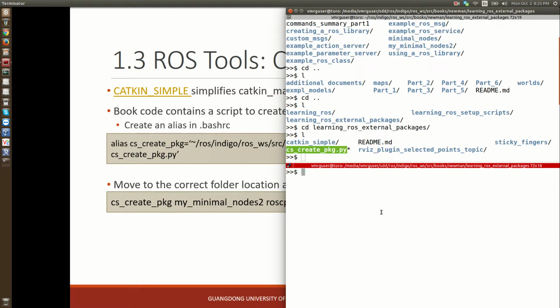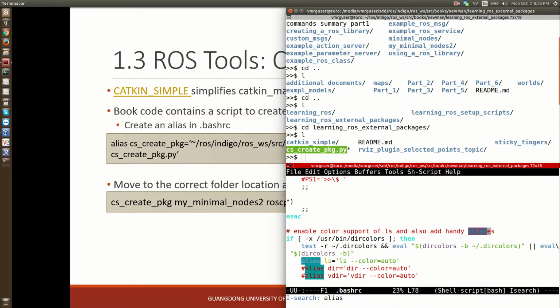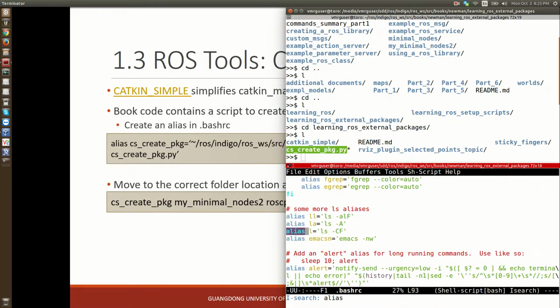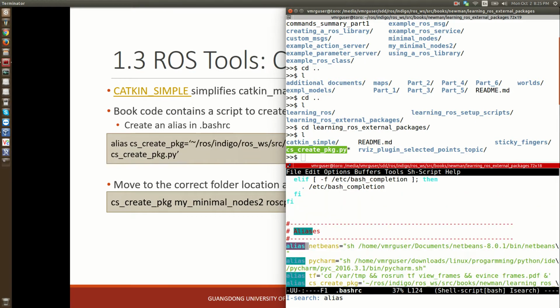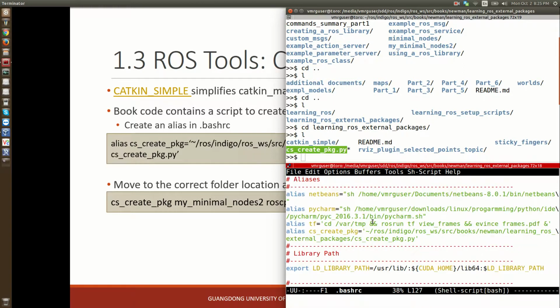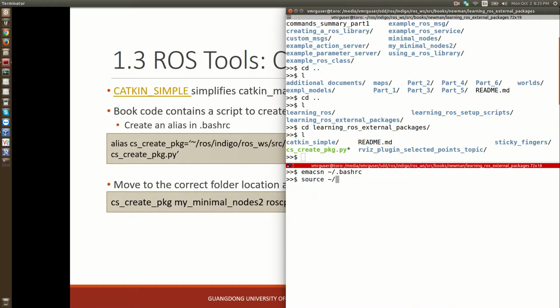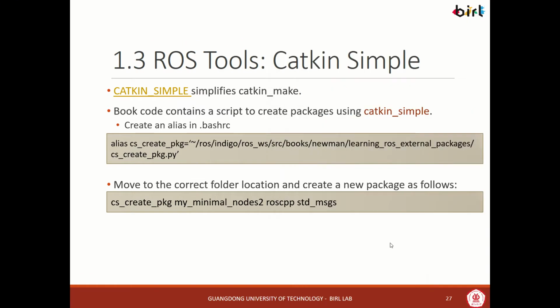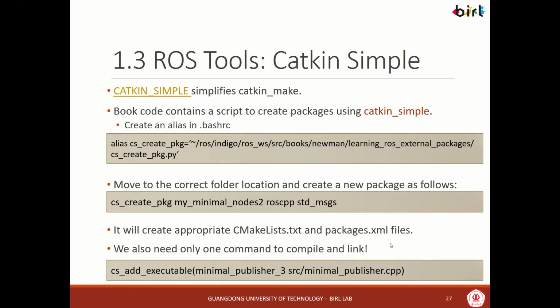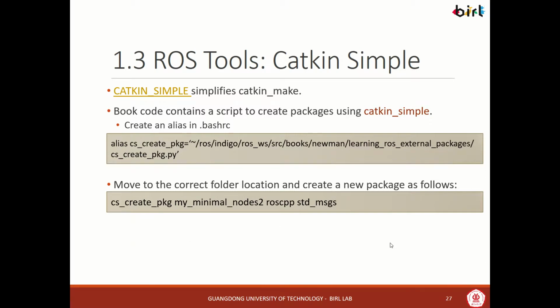Okay, so in the bashrc file, we would find a location for aliases. You'll see that there's quite a bunch of them by default, but here I have a section for the ones that I create manually. And so I would say alias cs_create_pkg, and then that full path for your computer right here. Remember to source the bashrc file to activate any changes, and then we're going to use this to create packages with catkin simple.